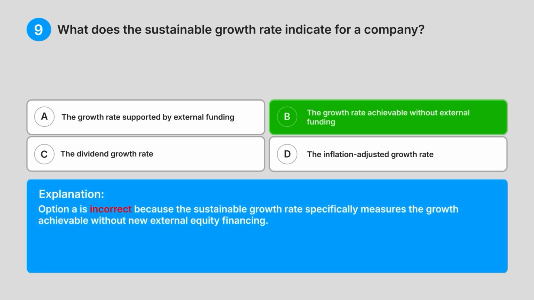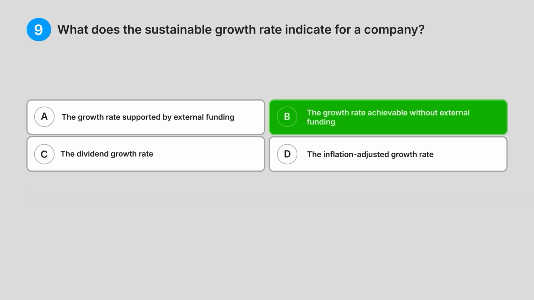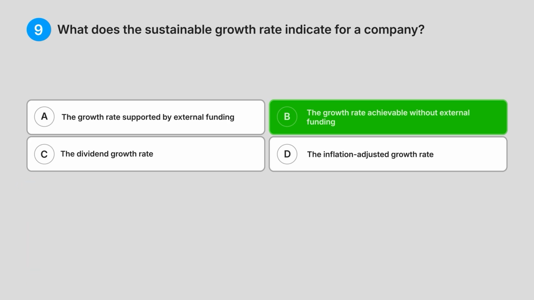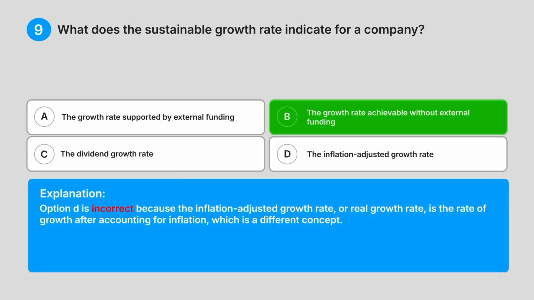Option A is incorrect because the sustainable growth rate specifically measures the growth achievable without new external equity financing. Option C is incorrect because the dividend growth rate is a separate metric that measures the annual growth in a company's dividends per share. Option D is incorrect because the inflation-adjusted growth rate, or real growth rate, is the rate of growth after accounting for inflation, which is a different concept.